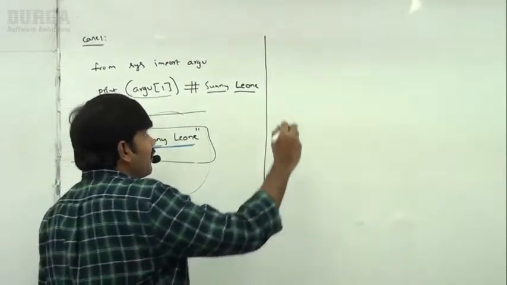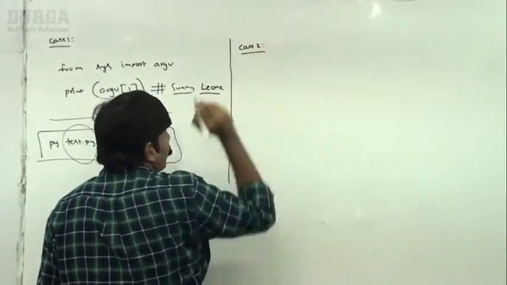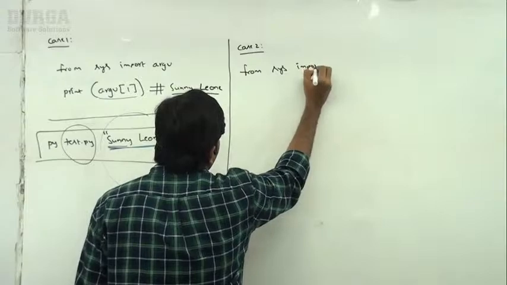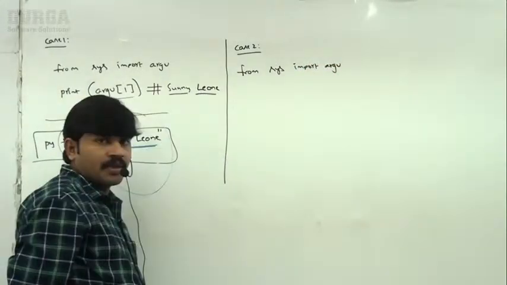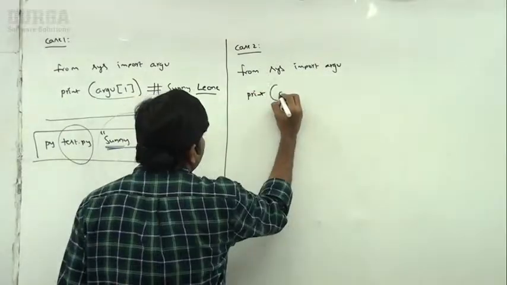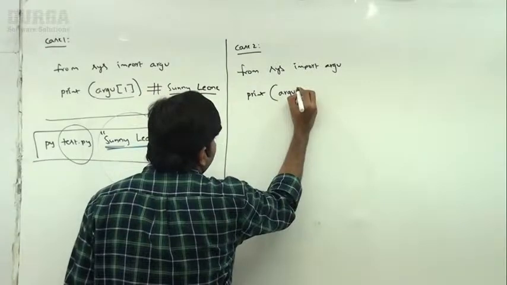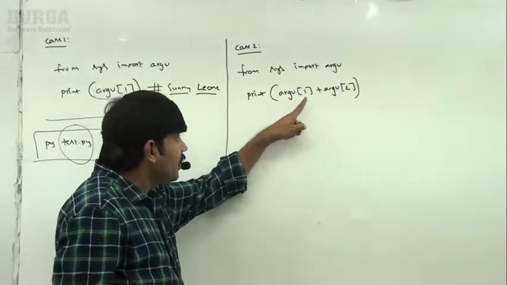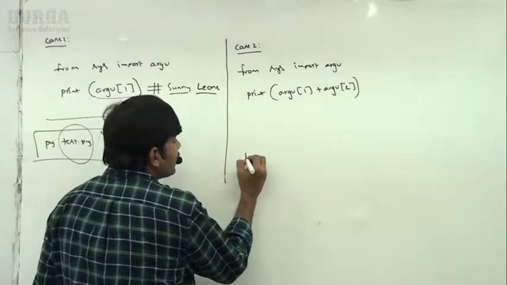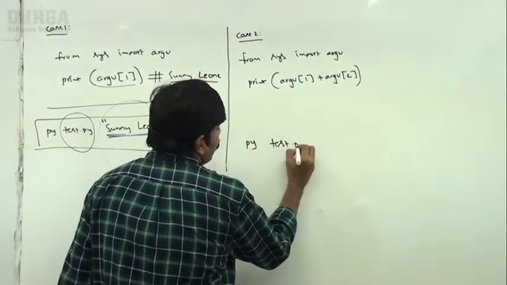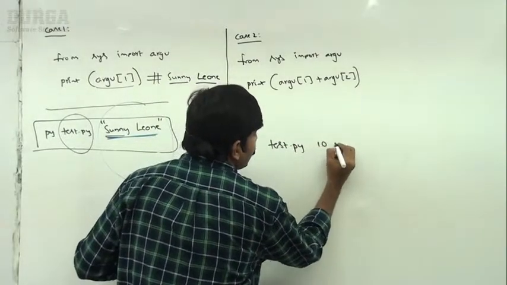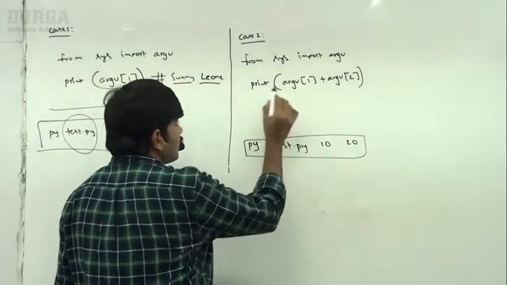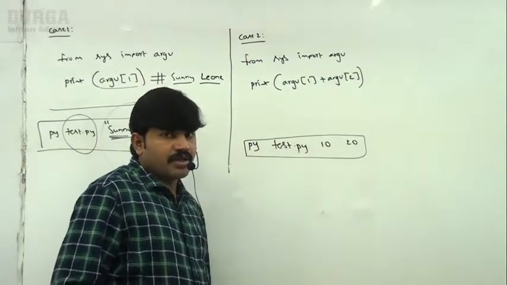Very interesting case. Listen carefully. Here, case 2. From sys import argv. Now my requirement is to print argv[1] plus argv[2]. Can you please print argv[1] plus argv[2]? Now I'm passing py tester.py, with 10, 20. Can you please confirm what answer we are going to get? If I execute this code with this command, what answer are we going to get?